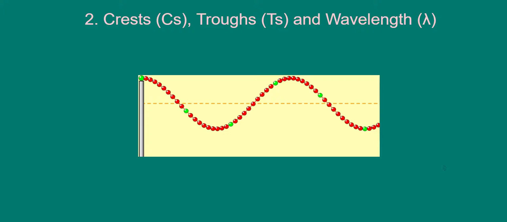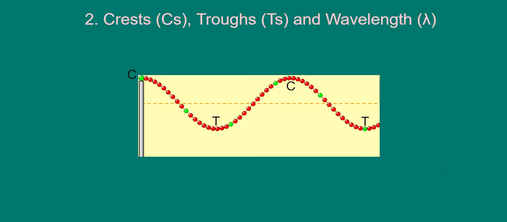Basically, the periodic motion of the grey rod and green particle at the left end gets copied by all the other particles. Looking at a snapshot of the wave, we see points of maximum displacement known as crests or peaks, and points of minimum displacement known as troughs. As you can see, I'm using the letters C and T to abbreviate crest and trough respectively.